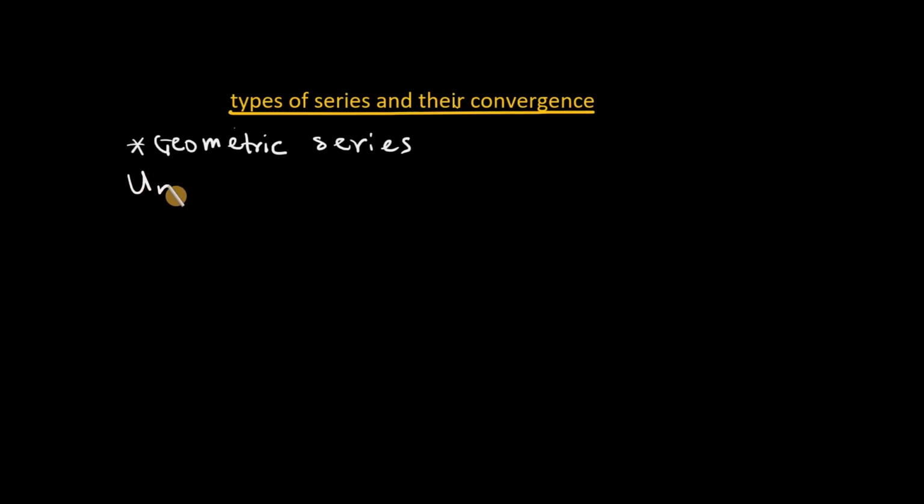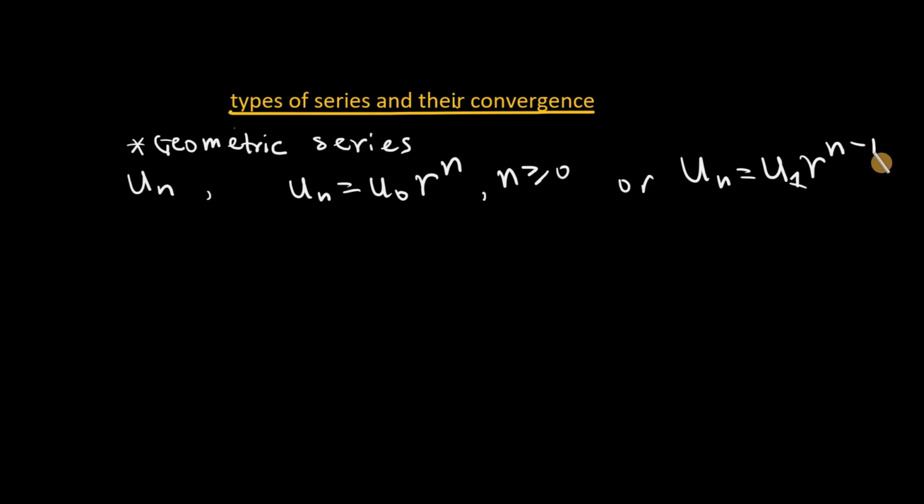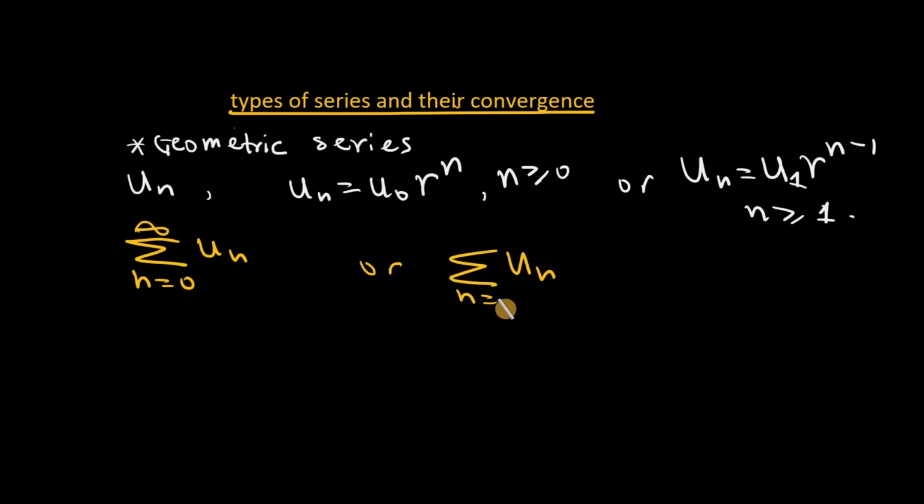Let's say a sequence u_n is a geometric sequence. That is, u_n is equal to u0 r to the n if n is greater than or equal to 0, or u_n is equal to u1 r to the n minus 1 if n is greater than or equal to 1, where r is called a common ratio. The summation of u_n from n equals 0 to infinity, or from n equals 1 to infinity, is called a geometric series. Let's consider this series where n ranges from 0 to infinity.